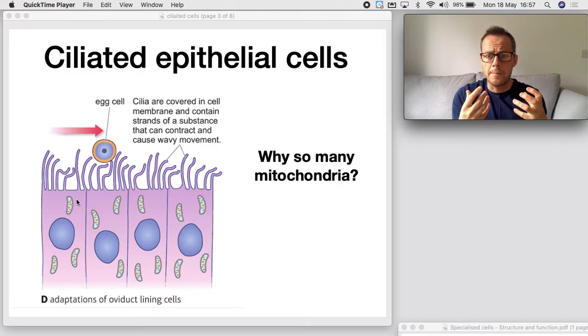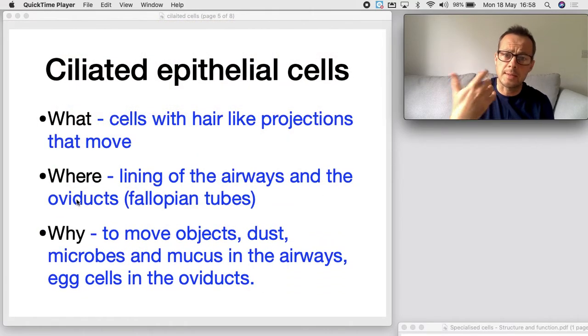So ciliated epithelial cells are always about the movement of something. So in the oviduct, it's about the movement of the egg. In the airways, it's about the movement of mucus and dust away from the delicate lung tissue. So that's ciliated epithelial cells.